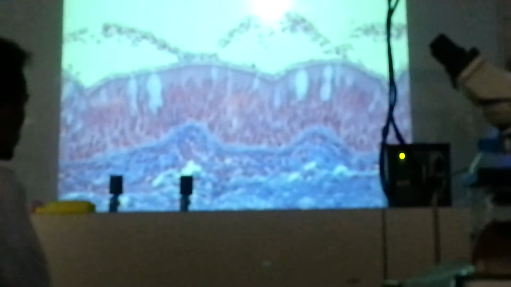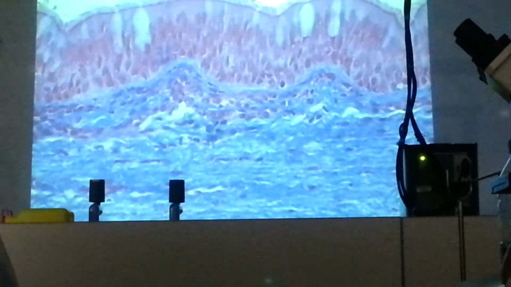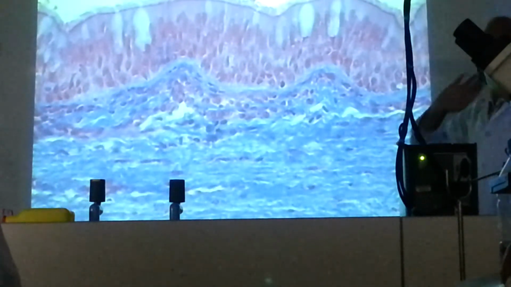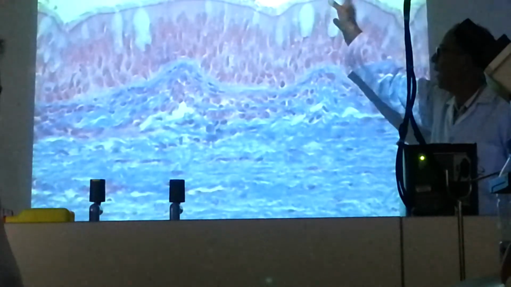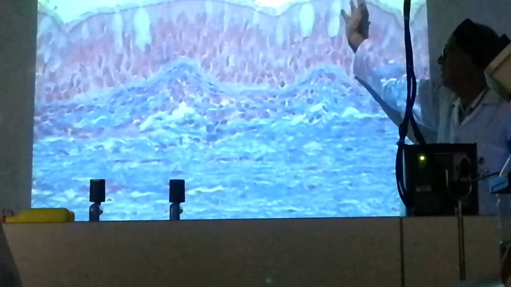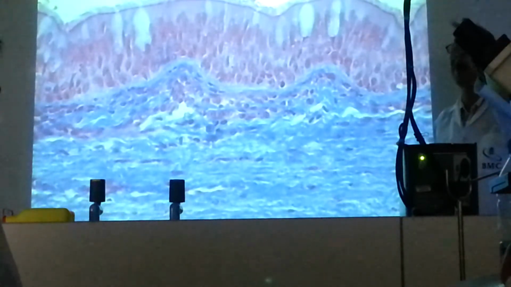Pseudostratified columnar ciliated. Okay, what is this type of epithelium? Pseudostratified columnar ciliated. Why? Nuclei are oval and basal. Goblet cells, cilia, cells which reach the surface are provided with cilia. Put 2 points for identification.